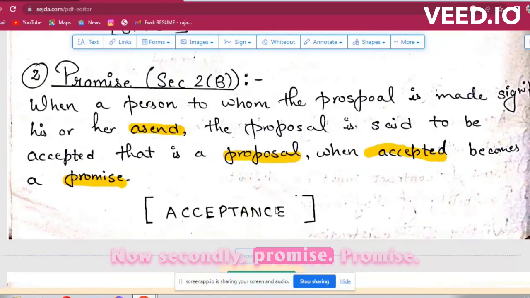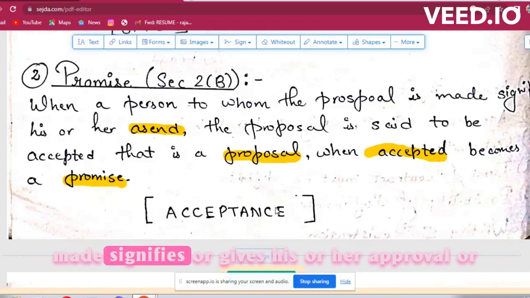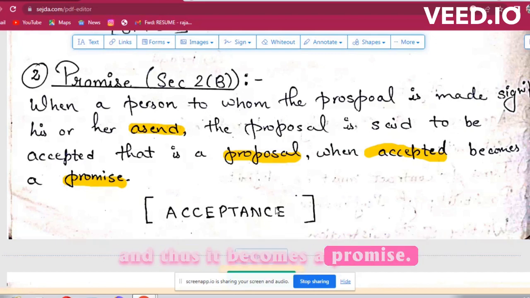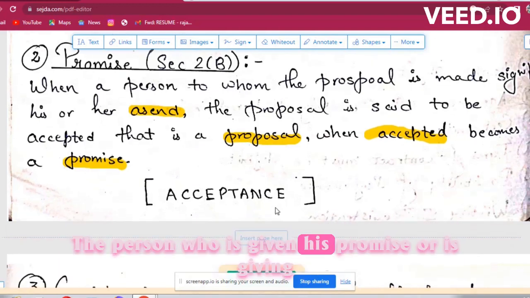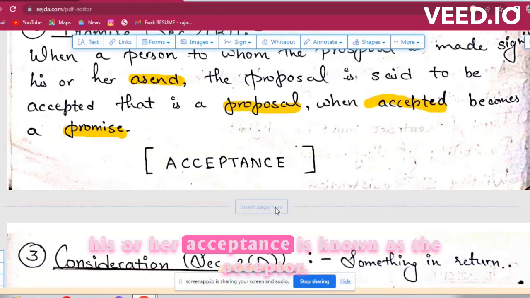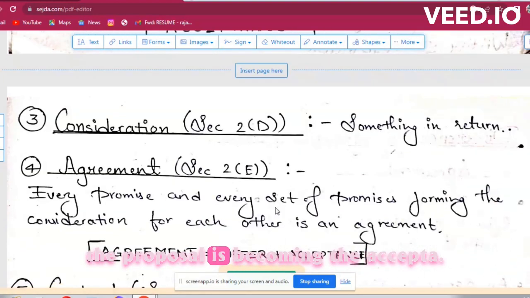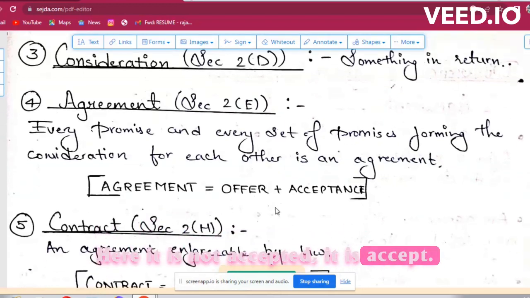Now, secondly, promise. When the person to whom the proposal is being made signifies or gives his or her approval or acceptance, then the proposal is said to be accepted and thus it becomes a promise. So, when a proposal is accepted, it becomes a promise. The person who is giving his promise or acceptance is known as the acceptor, and the proposer who initially gave the proposal becomes the acceptee here. It is not acceptor, it is acceptee.